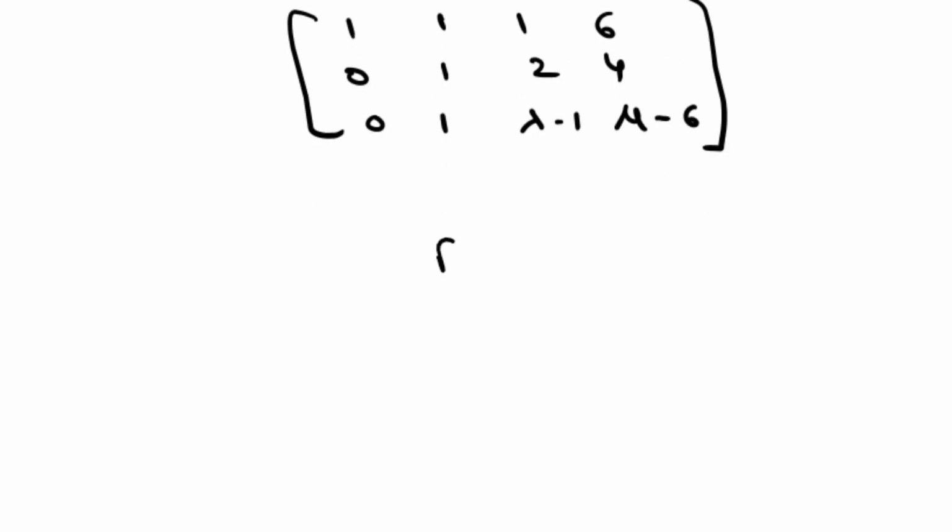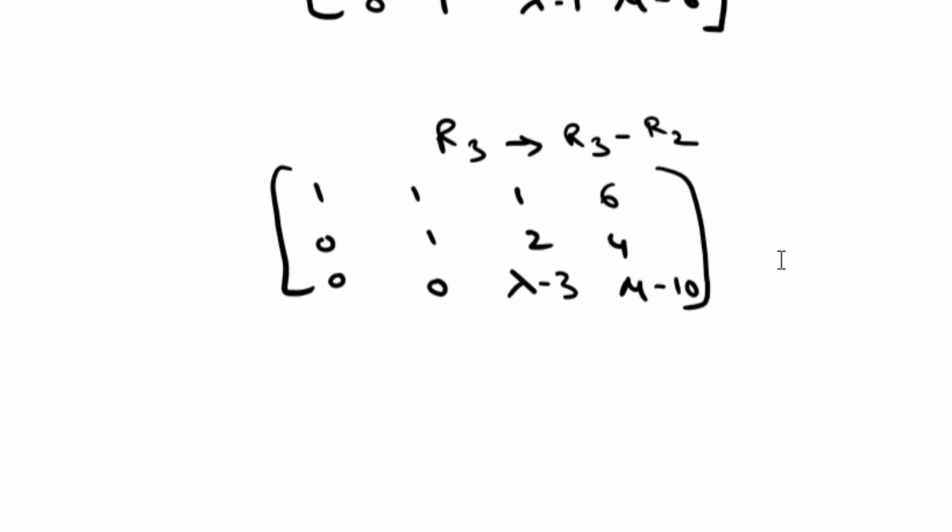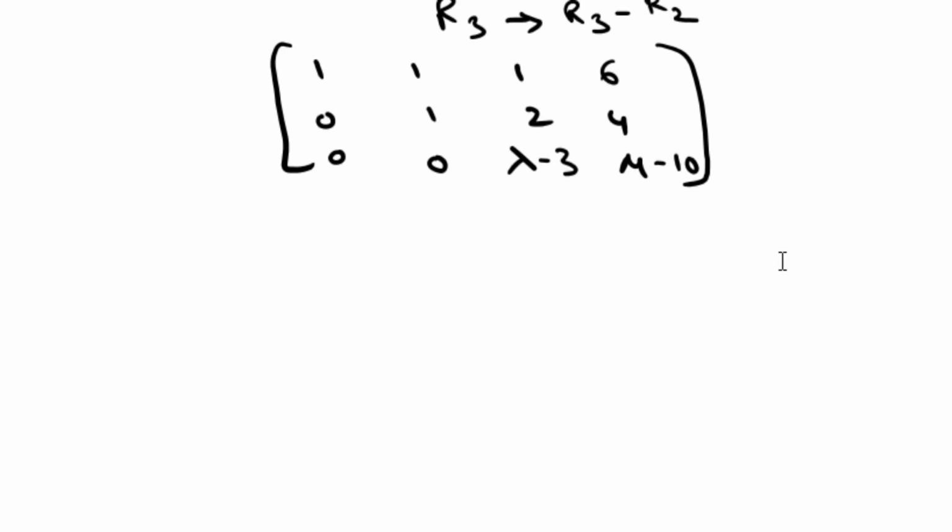Now R3 implies R3 minus R2, which gives [1 1 1 6; 0 1 2 4; 0 0 lambda minus 3, mu minus 10]. This is the augmented matrix.